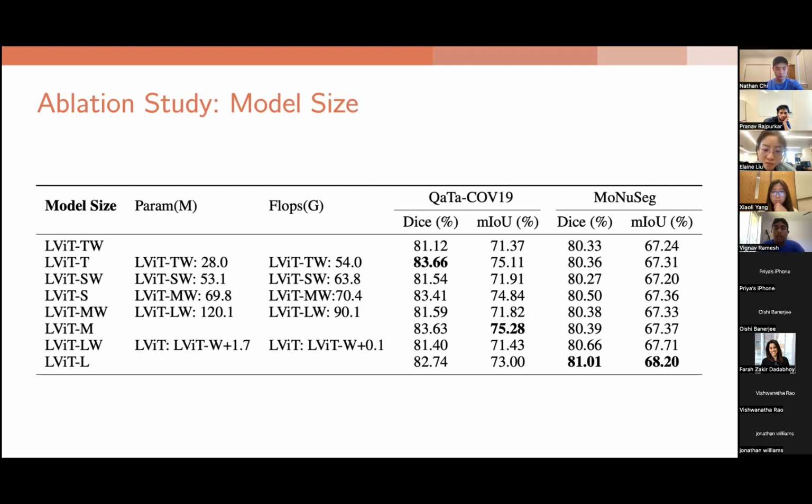So as shown in the table, increasing model size does not lead to performance improvement on the CUDA COVID-19 dataset. Model performance is further limited when model size increases to LViT-LW, which the authors think could be due to overfitting. But in contrast, there is a positive correlation between model performance and model size on the MonUSEG dataset.